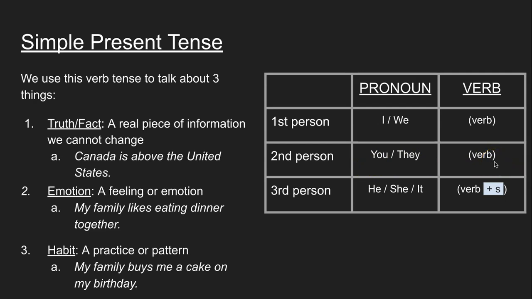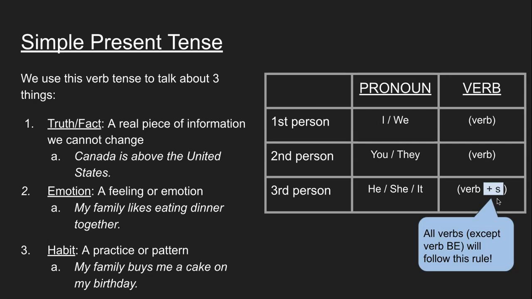You work, they work. But third person, that means somebody else, not me, not you, a third person, and it's singular. Third person singular, he, she, and it. Here is where our verb conjugation is important. We use the verb plus S. And this is true for all verbs in the English language, except for the verb be. All verbs follow this rule for the simple present tense, all verbs except for the verb be.